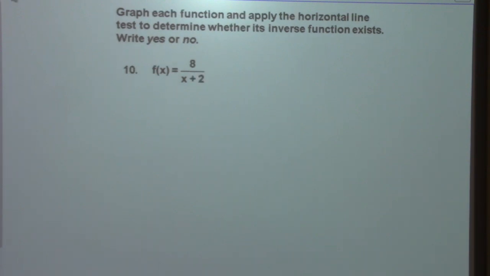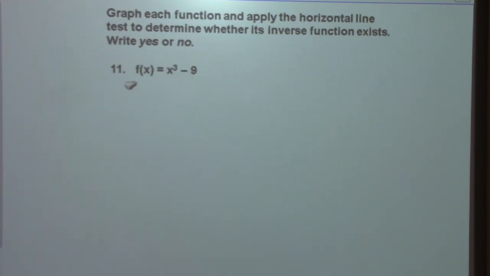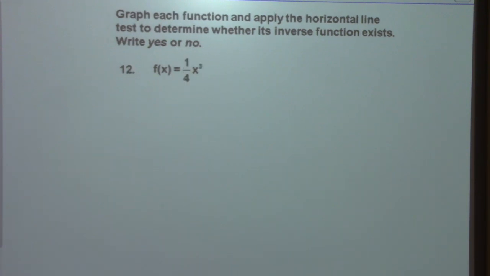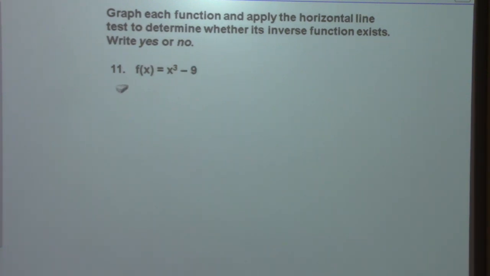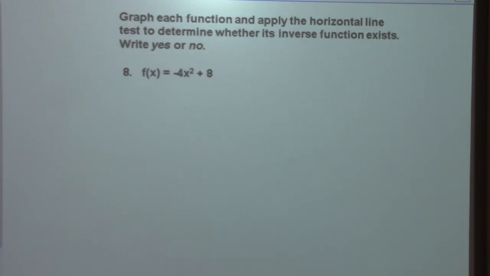And then this one here, passes or fails the horizontal line test? This will be a pass also. This one here, 11, passes the horizontal line test or fails? When you look at 11 and 12, do they pass? Yeah, looks like they both do. What about 8? Let's look at 8 quickly here. Does 8 pass or fail the horizontal line test?